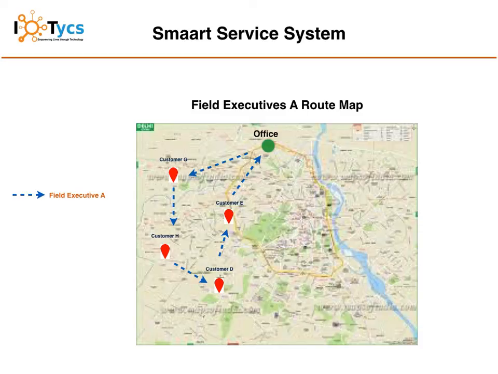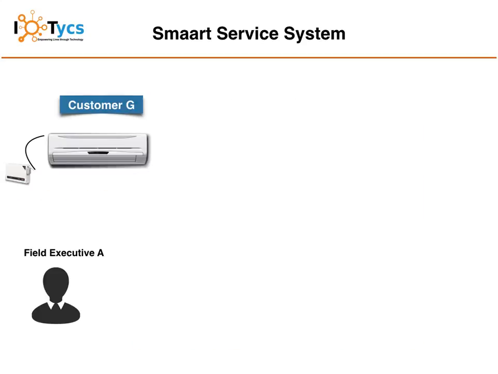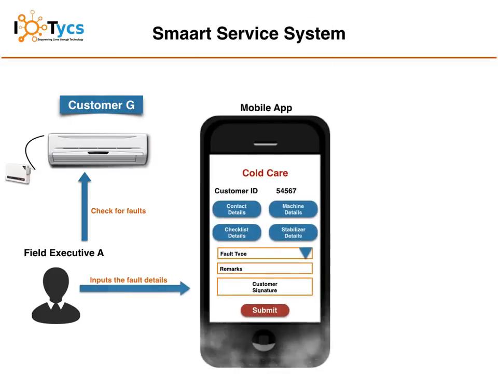The field executive A starts from the office and reaches the customer location G. Once he reaches the customer location, the field executive A checks the AC for its defects and faults and inputs those details in the mobile app, which has all the customer details, mission details, checklist details, and stabilizer details all inbuilt. He just has to input those values, what he has checked.